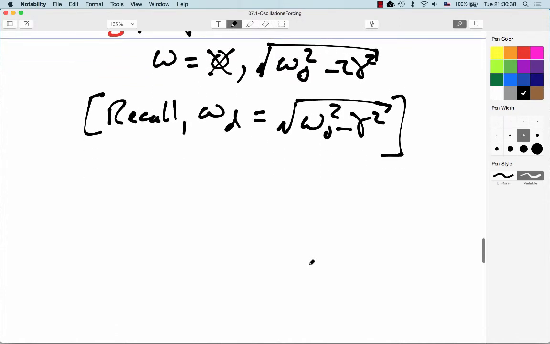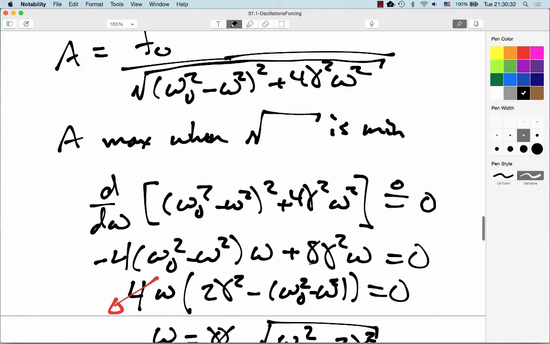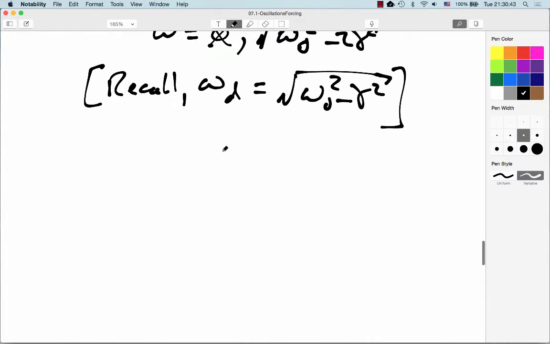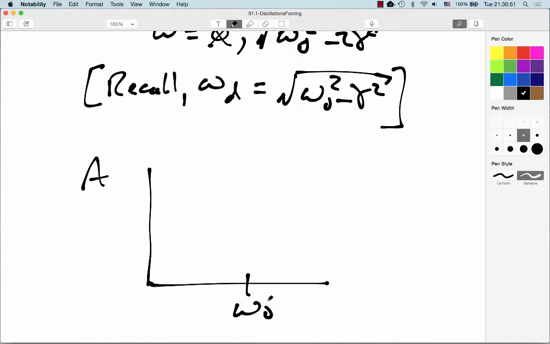Okay, and then if we're off resonance, we can go back to looking here. If we're off resonance, then the denominator will become bigger and the amplitude will fall down. So we can plot that. So let's plot the amplitude as a function of frequency. We'll make that omega naught. We'll assume that gamma is really small.